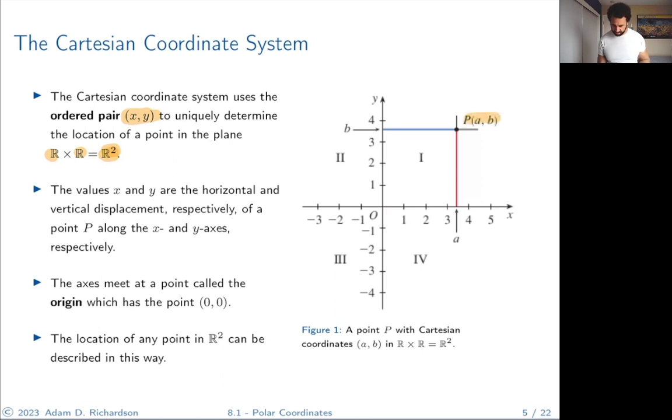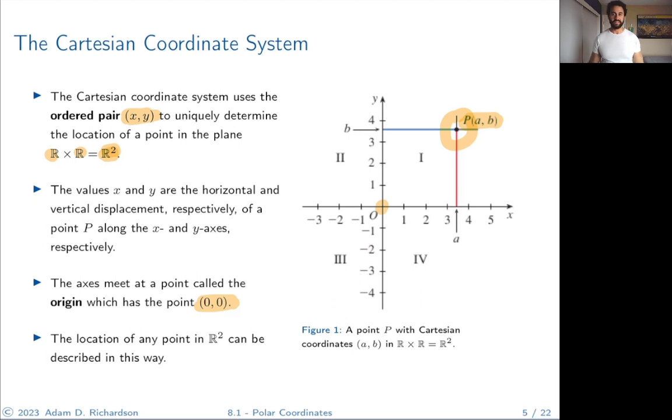So for example, the point P right here is given by the coordinates (a, b). What is a? a is this horizontal displacement from the origin, and b is the vertical displacement from the origin. And so when you track those two coordinates, it'll give you the exact location of this point. And we can say that this point is at the location (a, b). And that's really what it is. So you've seen this idea a lot. We're just kind of reviewing it. The axes cross or meet at a point called the origin, and that point has the coordinates (0, 0).